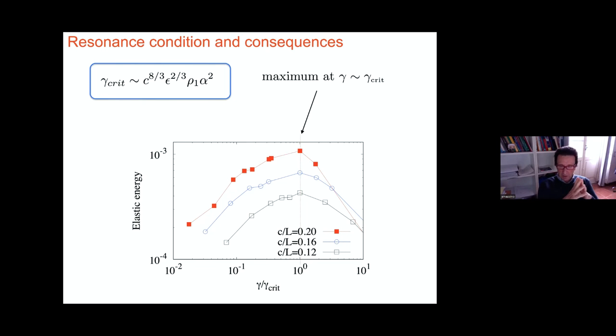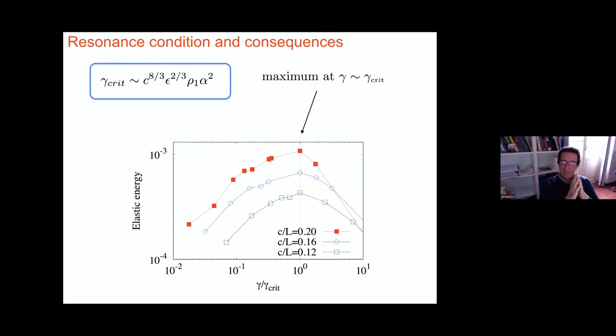This is the result reported in this graph, where gamma has been normalized by the critical value of gamma obtained in the simple phenomenological way I described before. As you see, there is a resonance, in the sense that the elastic energy has a peak for gamma of the order of the critical value of gamma. And also, by varying the length of the fiber, L over the value shown in the picture, larger fibers are associated with higher values of the elastic energy. This is simple to explain because longer fibers are subject to higher fluctuations because of the K41 energy spectrum, which decreases from large to small scales. Okay, so there is a peak corresponding to the critical value of gamma identified.